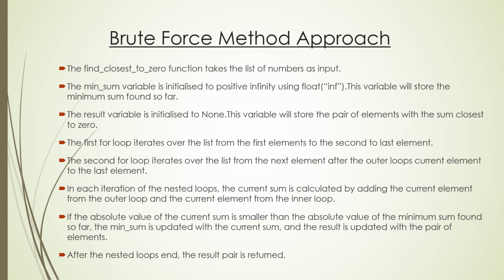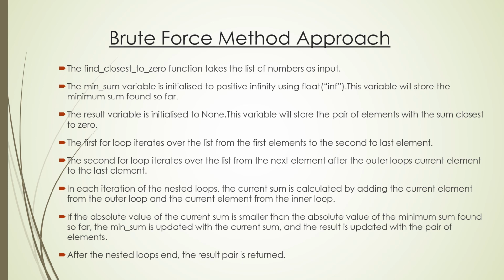The first for loop iterates over the list from the first element to the second to the last element. The second for loop iterates over the list from the next element after the outer loop's current element to the last element. In each iteration of the nested loops, the current sum is calculated by adding the current element from the outer loop and the current element from the inner loop.